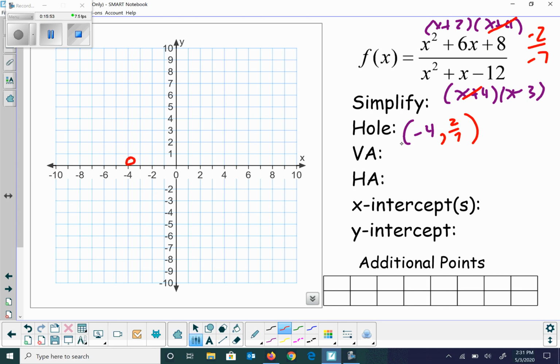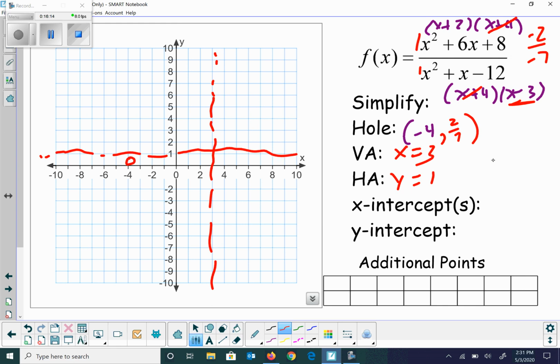Vertical asymptote, I'm going to look at that, and that's going to say that x equals 3. Horizontal asymptote, degree on top and bottom are the same, leading coefficients are 1, so it's 1 over 1. X-intercept, I'm going to look here, so it's going to give me a negative 2 comma 0. Negative 2 comma 0 is right there. Y-intercept, I'm going to plug 0 in for all my x's, so I get 8 over negative 12, which is negative 2 over 3.